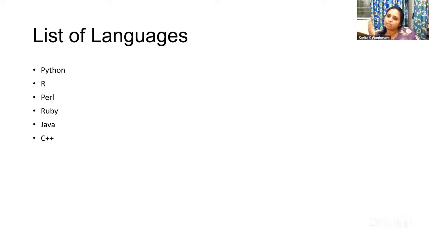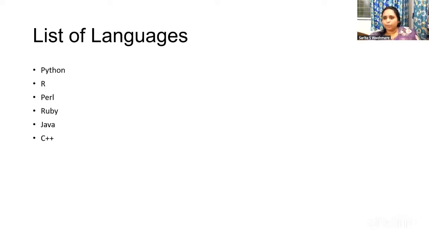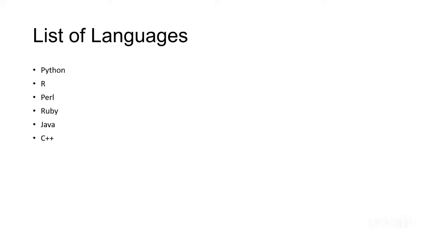With respect to everyone's academic knowledge, we need to be aligned with the languages. Currently there are a lot of languages: Python, R, Perl, Ruby, Java, C++, and more. But Python has a huge number of libraries for bioinformatics, so it is always a good preference to use Python for learning artificial intelligence.